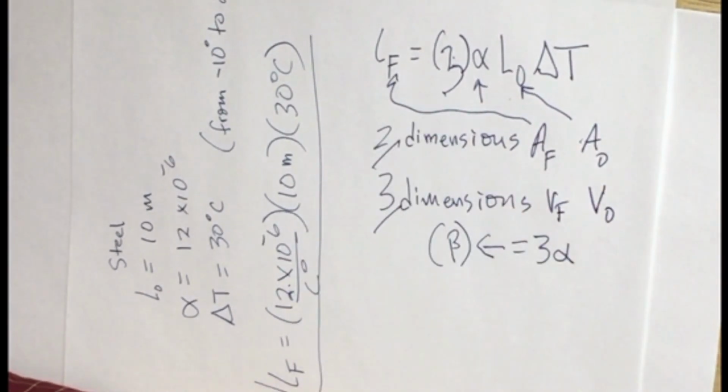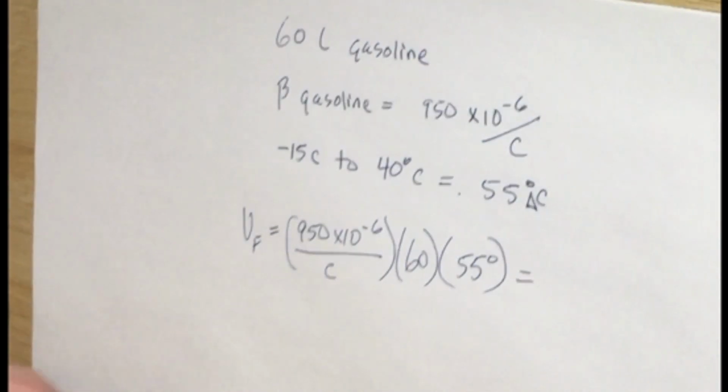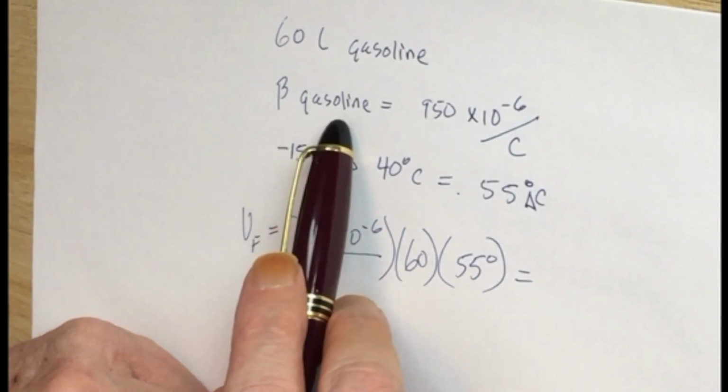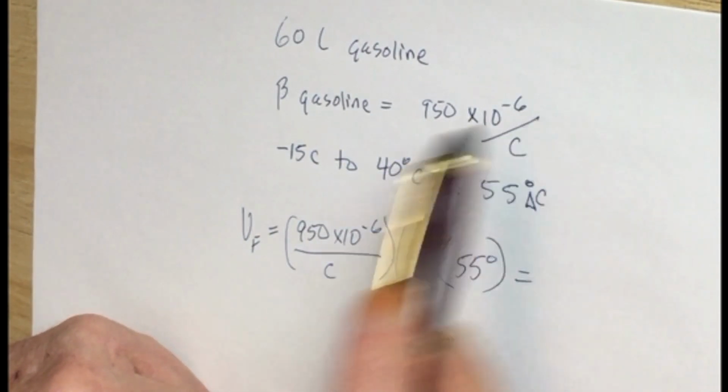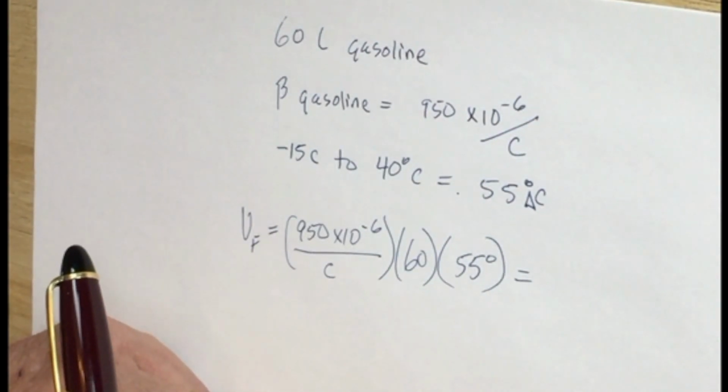And they go in the same spots. So let's do some examples. Here's an example using gasoline. The expansion coefficient, the beta coefficient for gasoline is 950 times 10 to the negative 6 per degree Celsius.